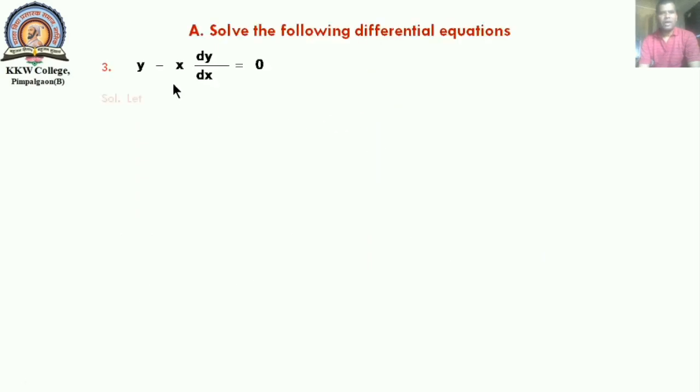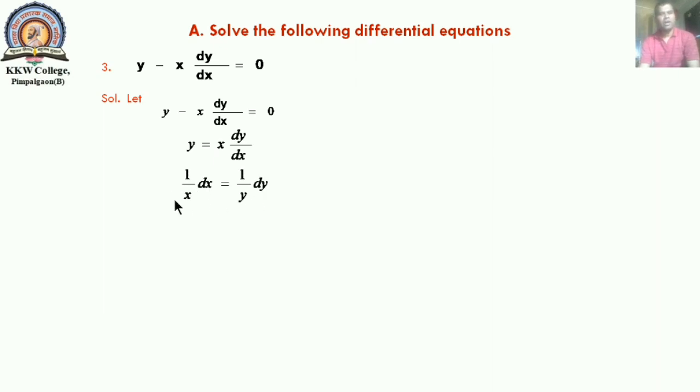Next example, y minus x dy by dx is equal to 0. So transposing this minus x dy by dx to the RHS, we get y is equal to x dy by dx. Now rearranging the term of x along with dx on one side and y along with dy on the other side, you will get 1 upon x dx is equal to 1 upon y dy.